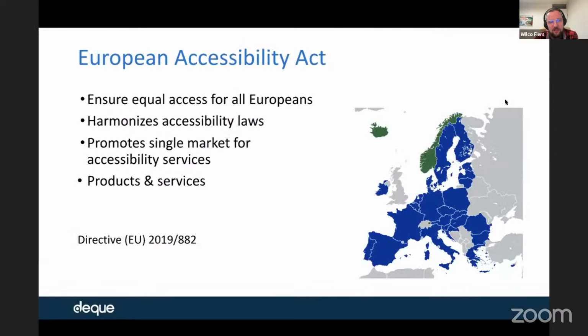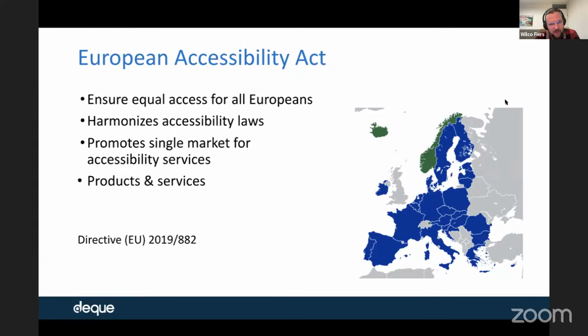So the European Accessibility Act is what's called a directive of the European Union. And a directive is a kind of decree from the EU that then every country within the EU incorporates into law. So this is affecting the 27 member states of the EU, along with a number of countries that follow the EU but aren't necessarily a member. And what the European Accessibility Act brings to the table is primarily its goal to ensure equal access for all Europeans when it comes to digital and ICT technologies.